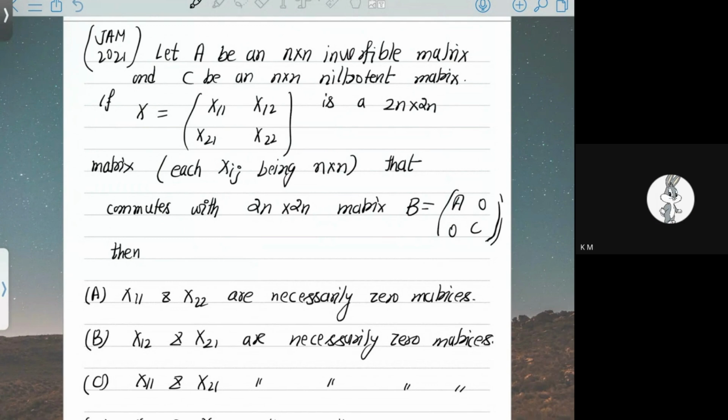If C to the power n is equal to 0, then C is a nilpotent matrix and all its eigenvalues are 0. And what is n?